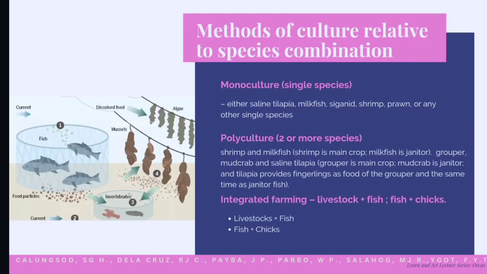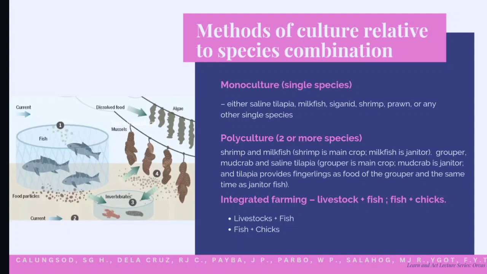So, methods of culture relative to species combination. There are two types: monoculture, which is a single species, and polyculture, which is two or more species. In monoculture, either saline tilapia, milkfish, siganid, shrimp, prawn, or any other single species are included.